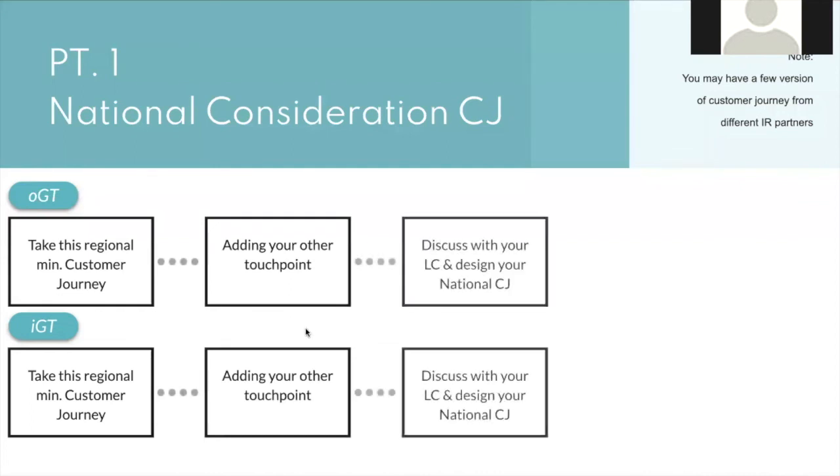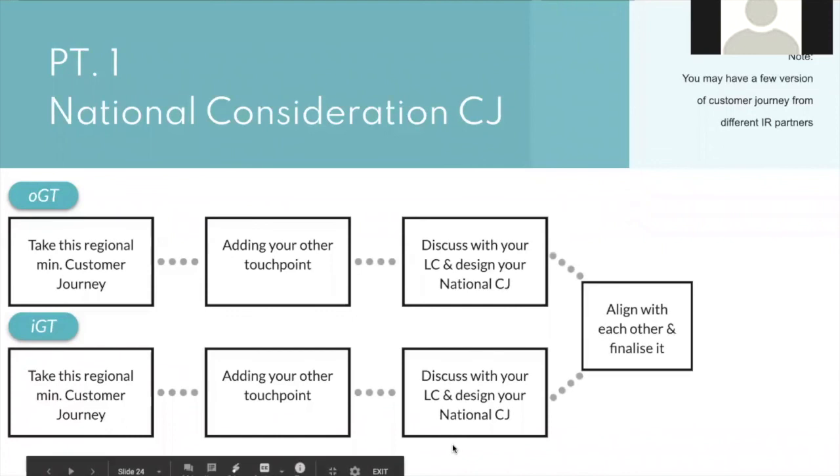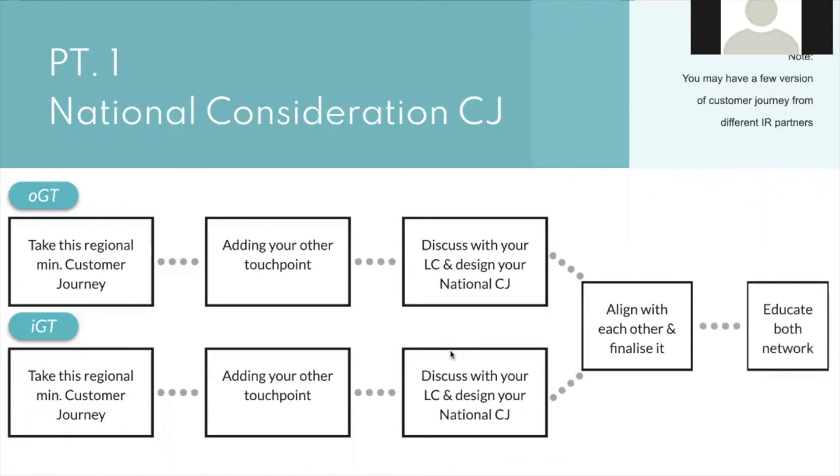When you have the touch points, this is your whole national flow. You can do the same thing as we just did, where we had one from the region and you did it together as an MC. You can take the same approach and do it with the LC as well to design your national customer journey. After you have everything, OGT and IGT need to sit down together. When you're having your IR call, you need to align with each other and finalize the final customer journey you will have with this IR partner, because every IR partner may be different as well.